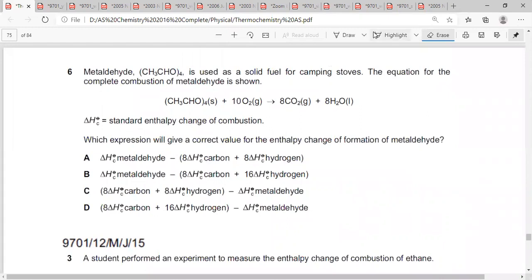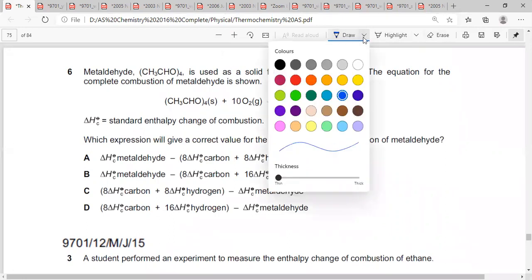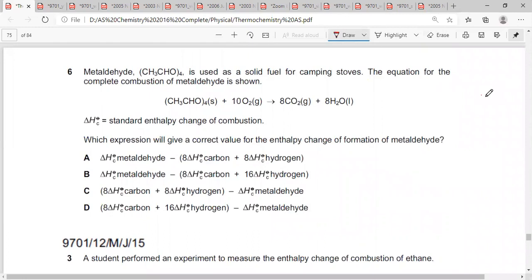Because no time really. Use red color, no, it's orange. It's used for stoves. This is the heat, of course the heat of combustion. You burn in excess oxygen, give carbon dioxide and water. See carbon dioxide and water here. Now, which expression will give the correct value for the heat of formation of methanal?